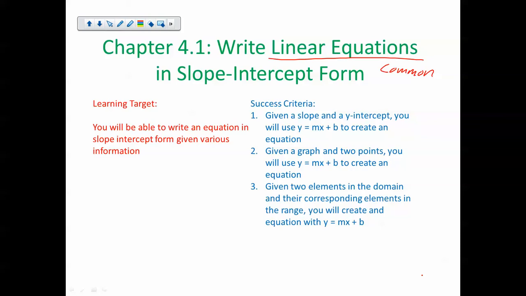So we do spend a lot of time learning about linear equations this year, so we're going to feel like experts here by the end. Lots of different things that we can do and apply them to. Today, our target is up here. Basically, you're going to be able to write an equation in slope-intercept form given various information.